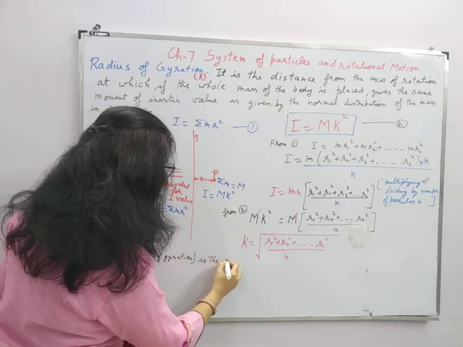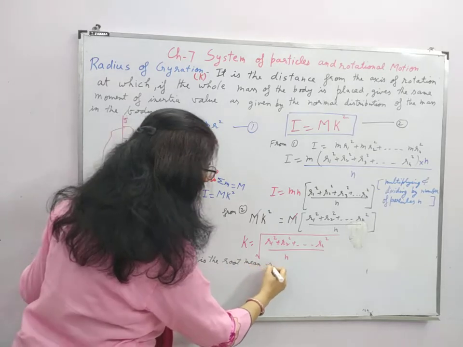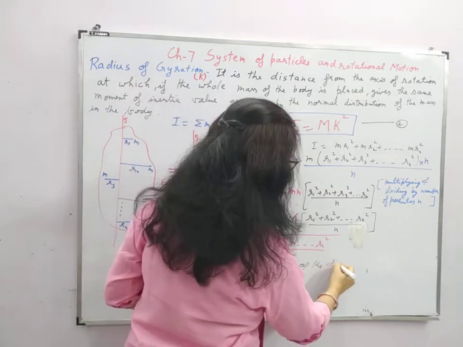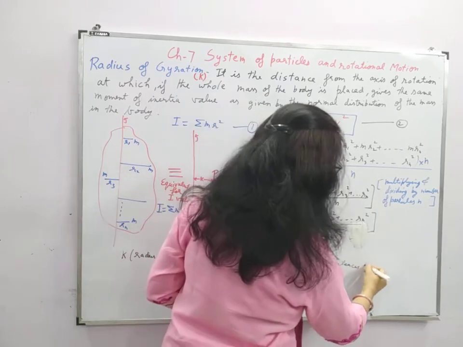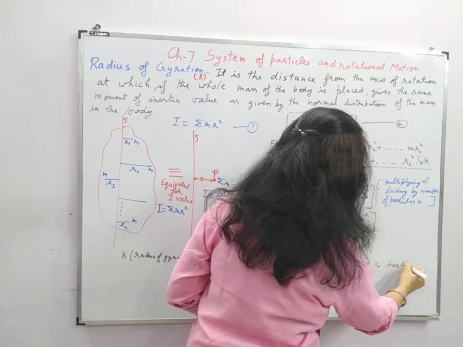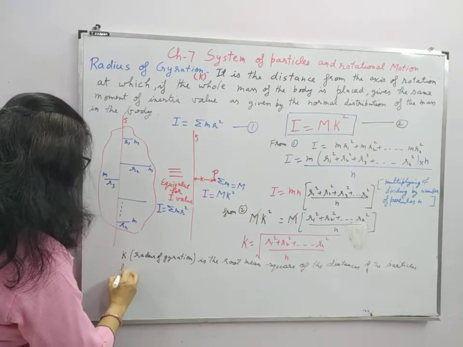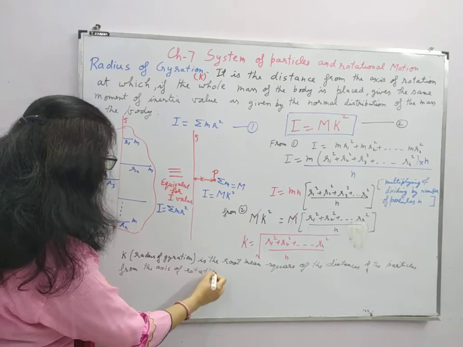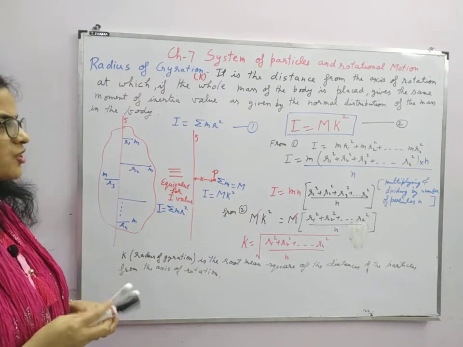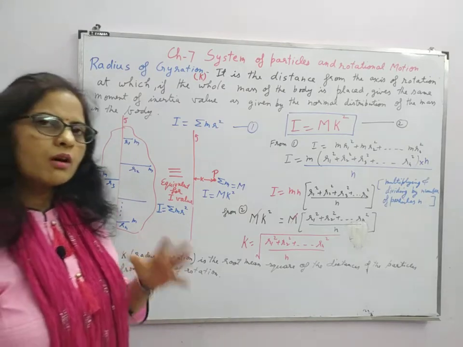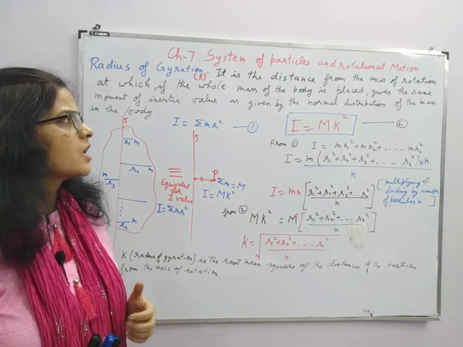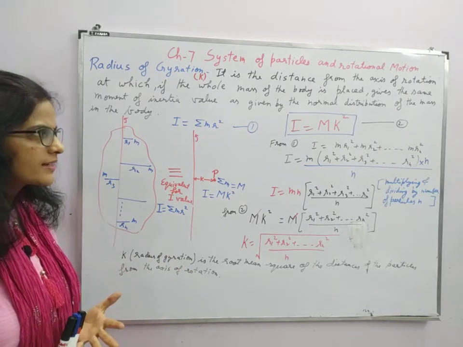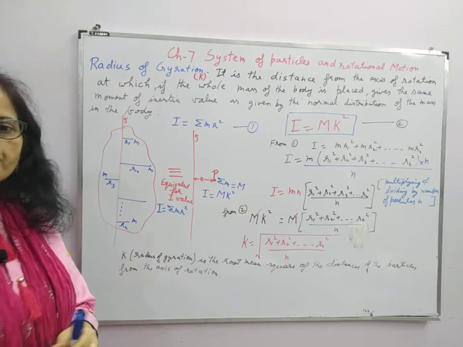So k, or radius of gyration, is the root mean square of the distances of the particles from the axis of rotation. Using this radius of gyration concept, we can calculate the moment of inertia of some complicated bodies. So this is also one of the significances, but that is not in your course. So here we will take the moment of inertia of some standard bodies to find the radius of gyration of some standard bodies.